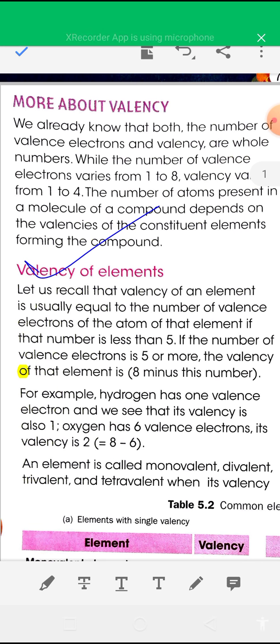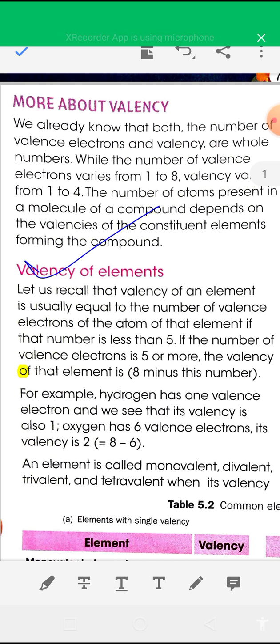Now valency. More about valency. Valency, in simple words, is the combining capacity of an atom. And you can define valency in different ways. The modern definition is that valency is the combining capacity. You can also define valency in terms of hydrogen atoms, and in terms of electrons.